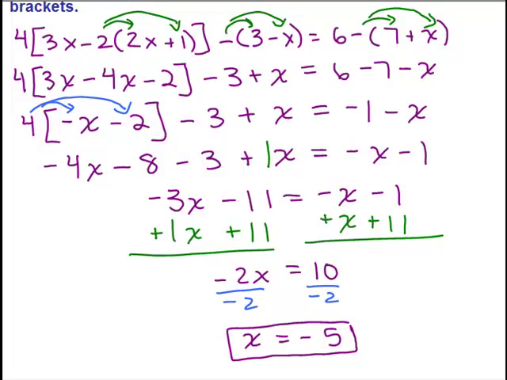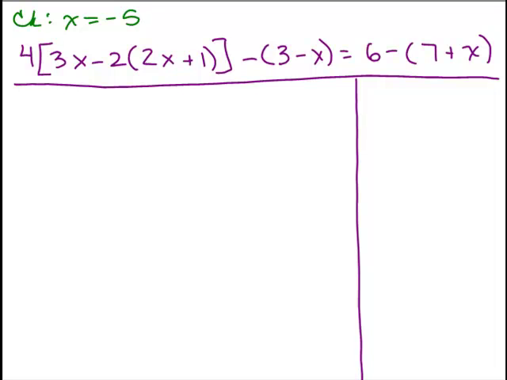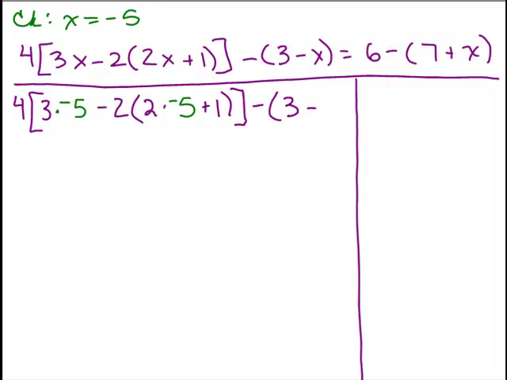You might want to try it on your own first. Okay, here we go. So let's just work on the left side first. We're going to plug in -5 in place of x and do order of operations. So I had 3 times -5 minus 2 parentheses, 2 times -5 plus 1, and then the brackets, minus, and then 3 minus, there's another place I have to put in x, 3 minus -5.